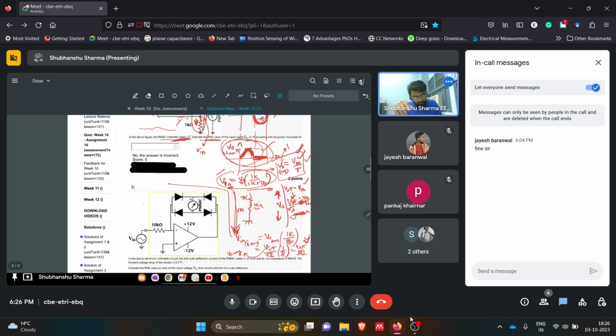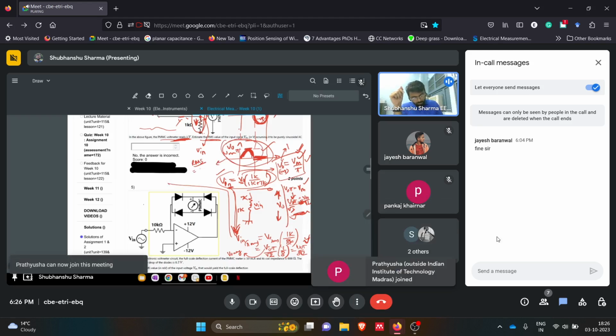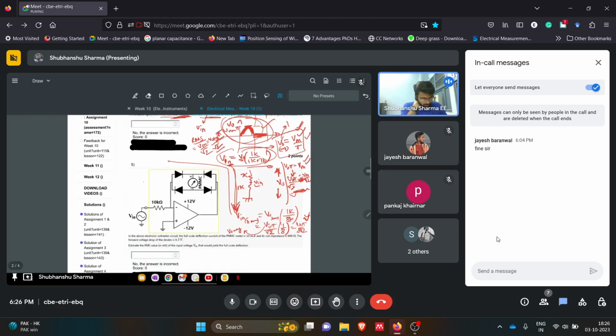I'll write that down again. The RMS value of this signal is equal to Vm by root 2. So now we know Vm is V naught by pi. So it will be V naught, or V naught is what? V naught average into pi by root 2. That is the RMS value of the signal. So that's what we did here.